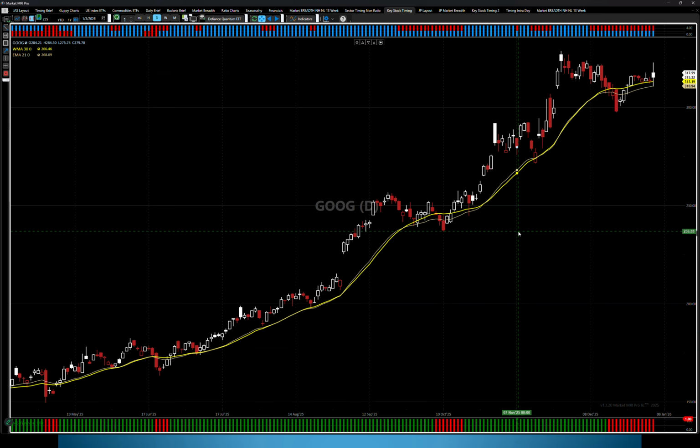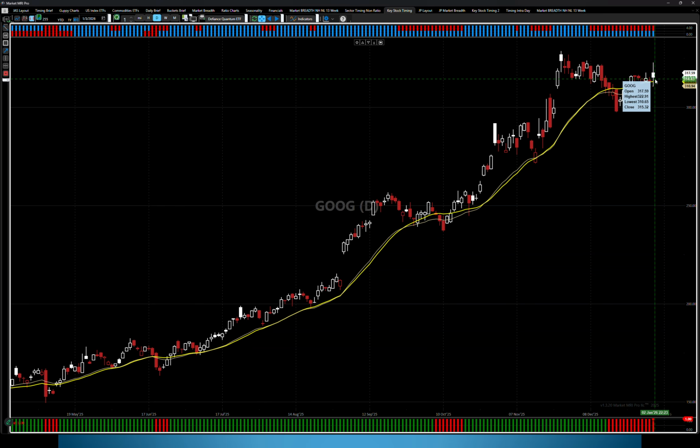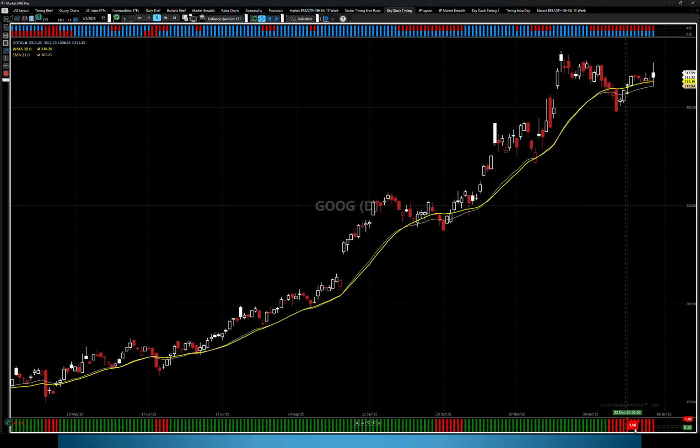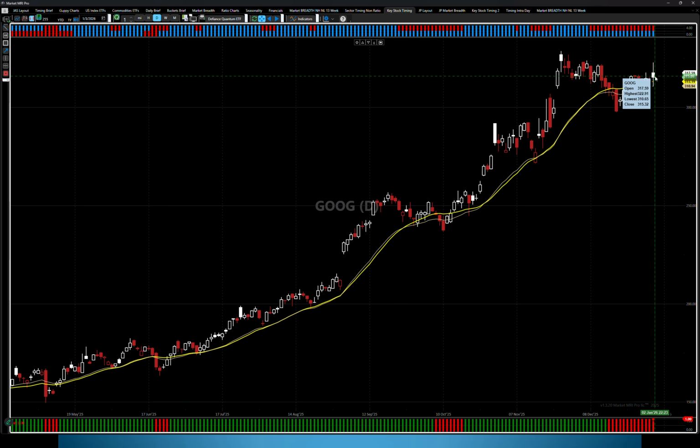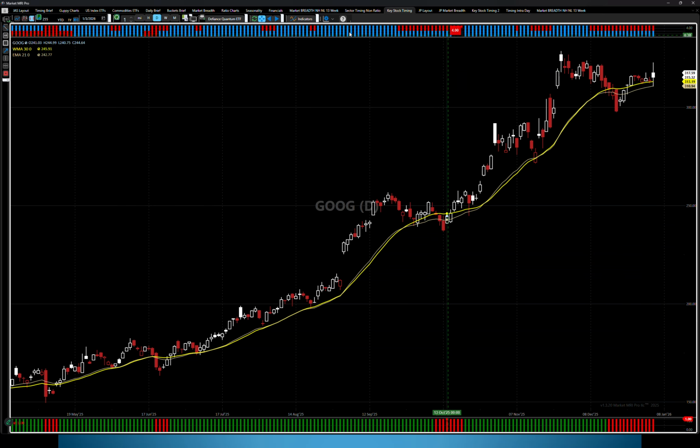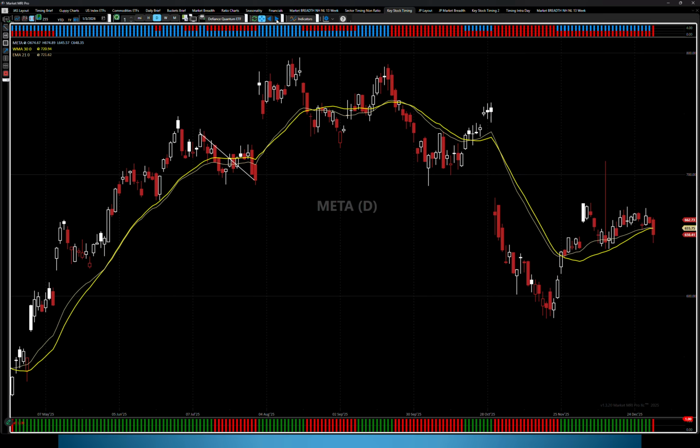Google, this is where I think you could buy. This is probably the best of the bunch. Still, the timing model says no. And it did the same thing. It ran up and reversed. Meta, it's been coming back. It broke down. Timing model said no.